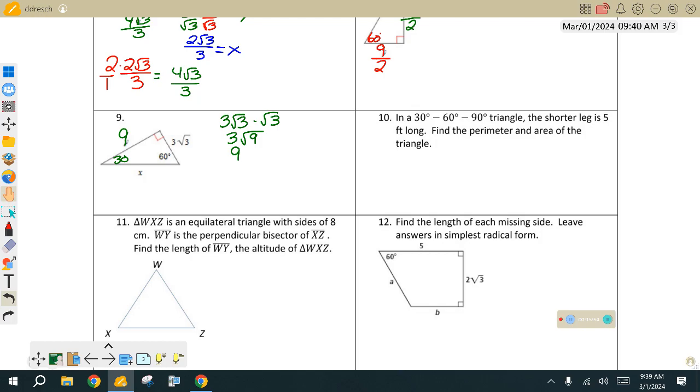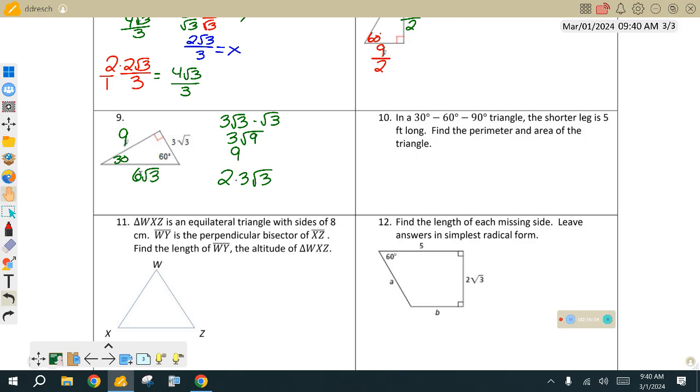Yep, 2x. Double it. Double what? Double the 3 root 3. Okay? We've got two things going on up there. So double the 3 root 3. Double the short leg. It's always the short leg. So what is 2 times 3 root 3? Correct. 6 root 3.